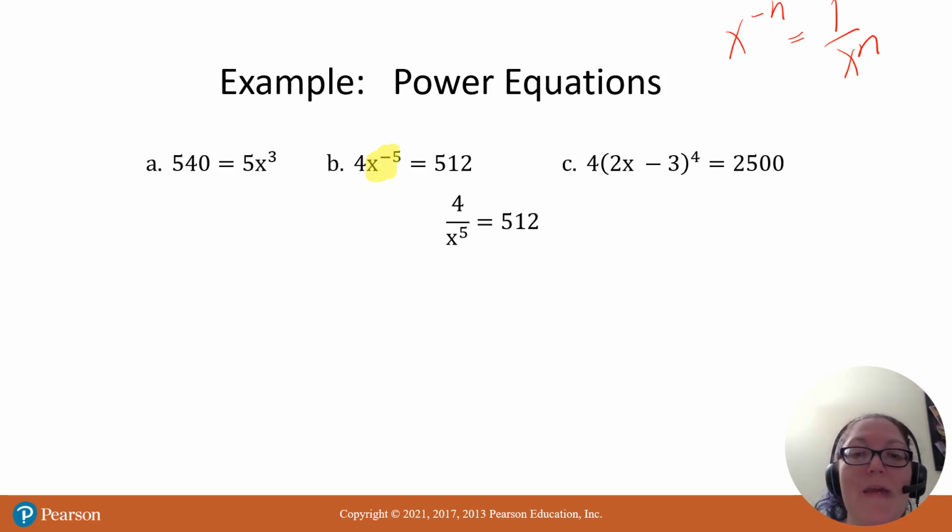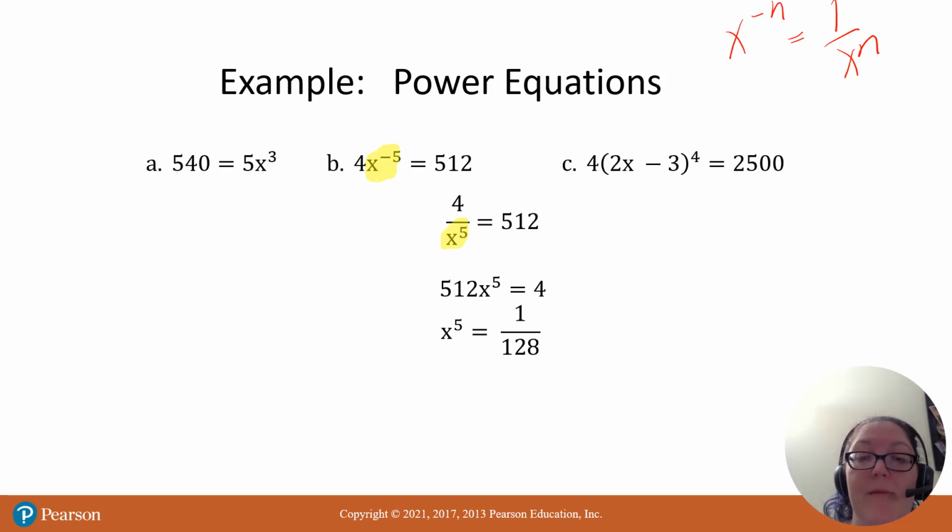So again, all I'm going to do is touch this part. 4 is not being raised to that -5 exponent. There's no parentheses around it, so it's just the x. So just the x moved down to the bottom of the fraction. That's going to be 4 divided by x to the 5th equals 512. I need to make sure that x to the 5th is out of the bottom of a fraction, so I'm going to multiply it to the other side. That means I have 512 times x to the 5th equals 4. I'm solving for x to the 5th, so I'm going to divide both sides by 512. So I have 4 divided by 512, which gives me 1 over 128 when I simplify it.